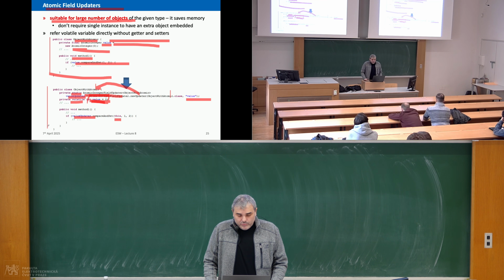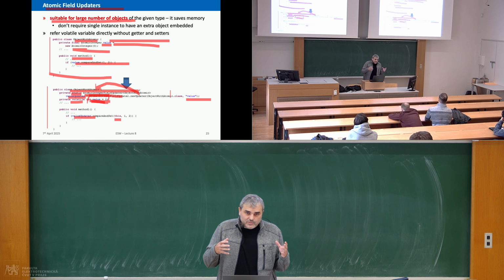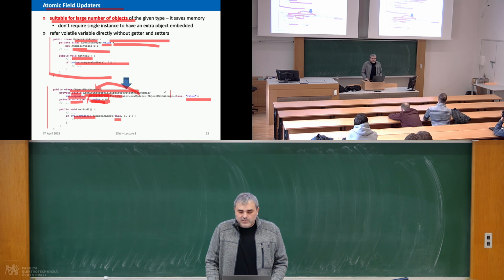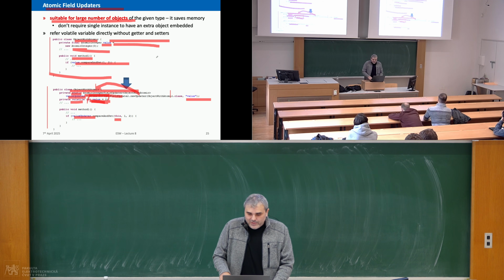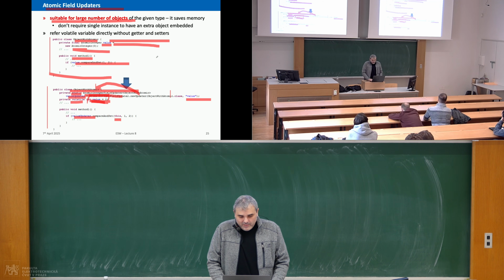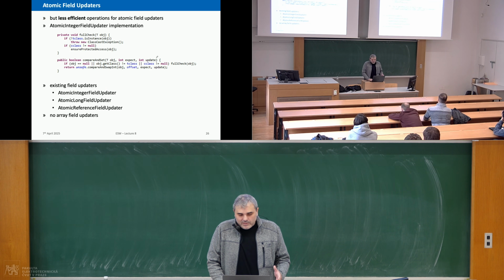So in this case, if we have a million instances of this object with atomic, there are just a million objects plus one only, not like a million plus a million in the previous example. So that's very efficient from the memory perspective. But as mentioned, internally the execution is slightly less efficient.